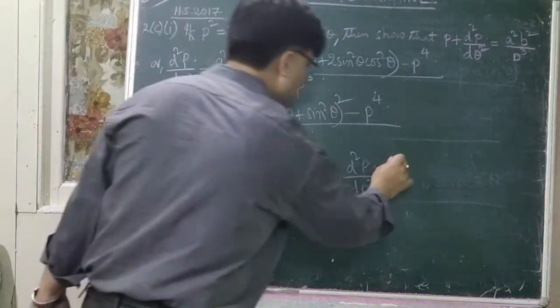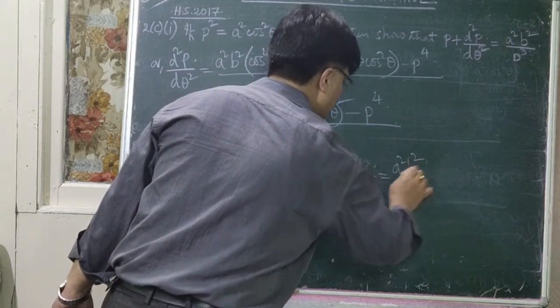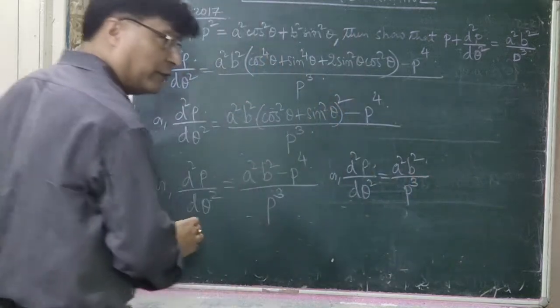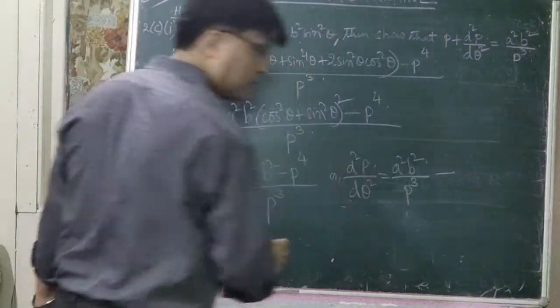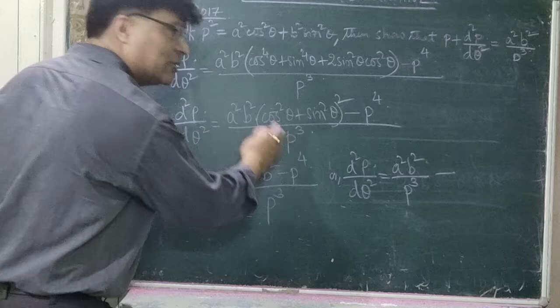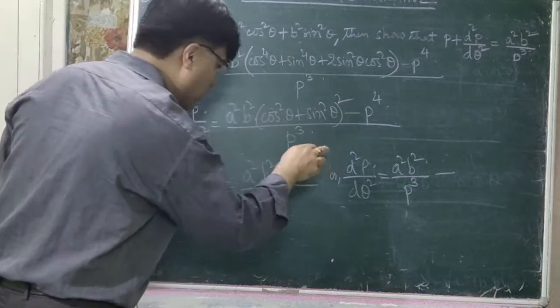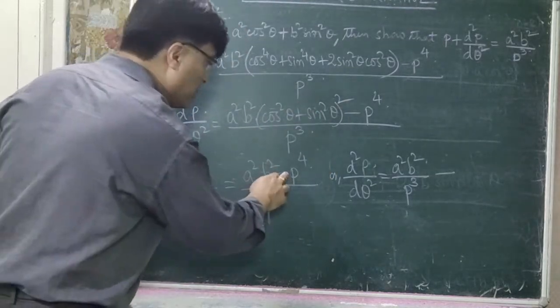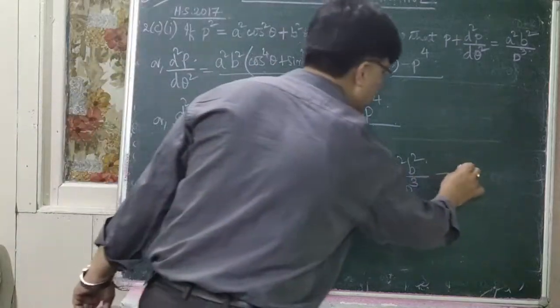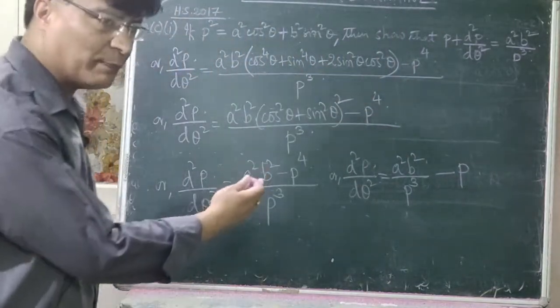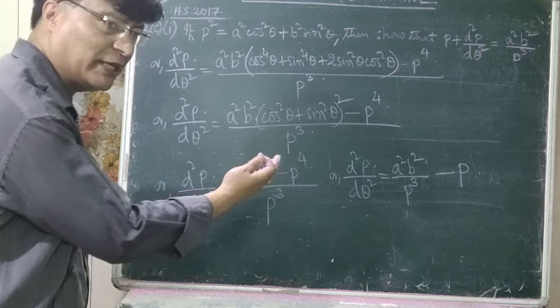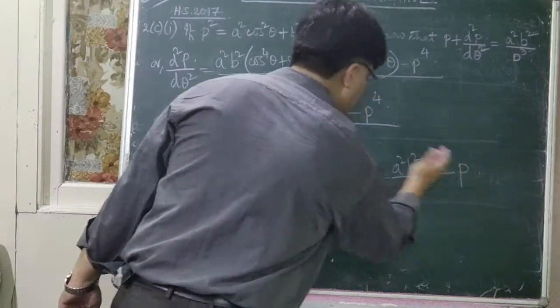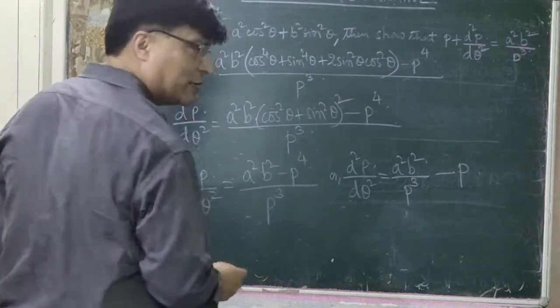On the right hand side, what do we get? A square b square divided by p cube, then minus. So this term is separated. That is a square b square upon p cube minus p to the power 4 by p cube, that means p. P to the power 4 divided by p cube is how much? It is p. So now minus p is taken to the left hand side in order to prove the required relation.